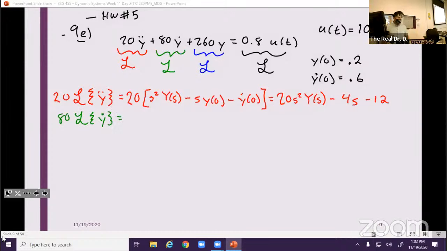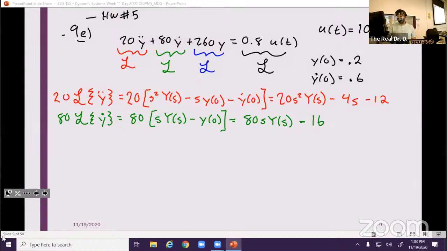The green one is the same as 80 times the Laplace transform of y dot. Well, using my properties of Laplace transforms for derivatives, I get this. I can multiply through by 80, so that's going to be 80 times 0.2. And, yep, minus 16.